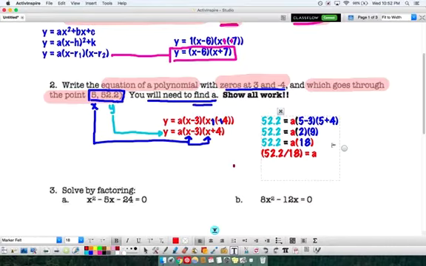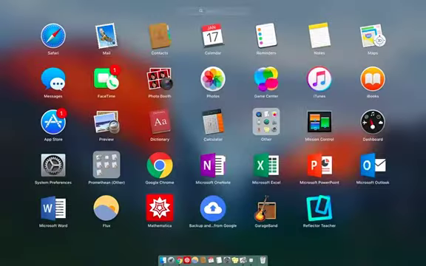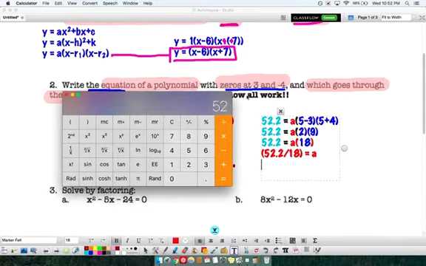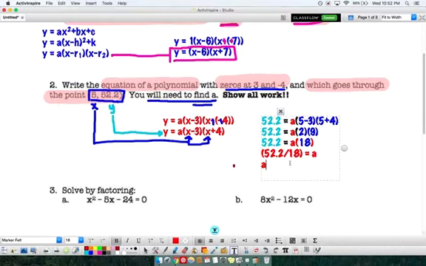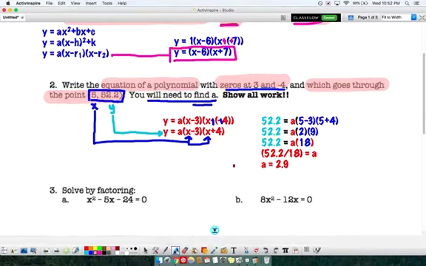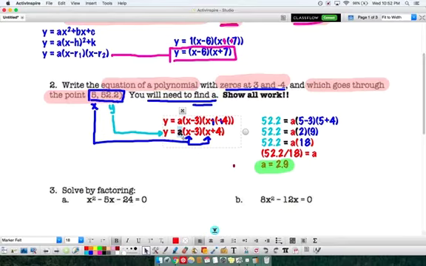Let's find out what that is as a number. Plug it on into your calculator. 52.2 divided by 18, and it's 2.9, so a equals 2.9. Now, did we answer our question? Let's see. Write the equation. Oh, we need to find a, so let's come back to our equation. We just found out a is equal to 2.9, and now we are done.